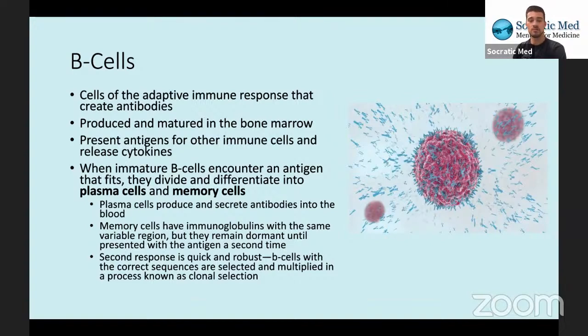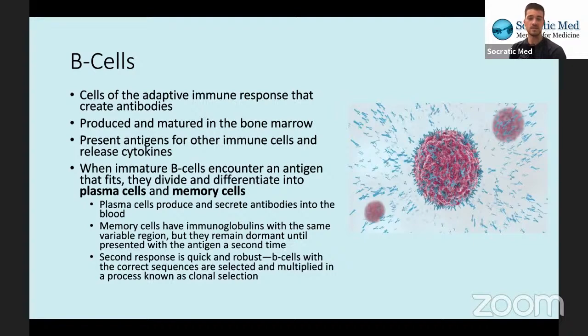All of them are produced in the bone marrow, but the T cells are matured in the thymus, while B cells are produced and matured in the bone marrow. They present antigens for other immune cells and they release cytokines. So basically, a lot of this function is shared between different cells, and a lot of these cells have multiple functions.